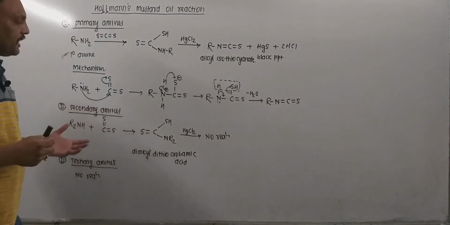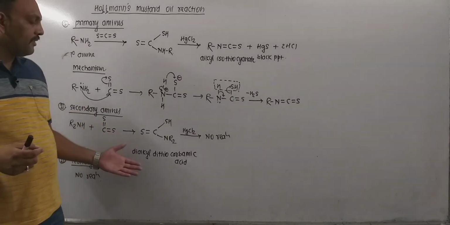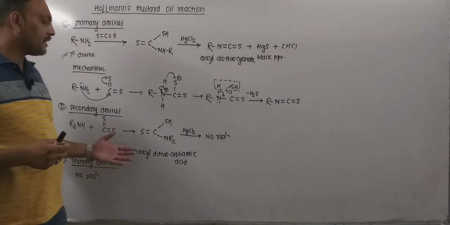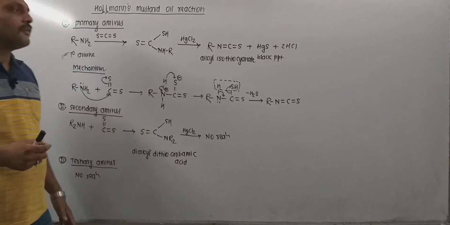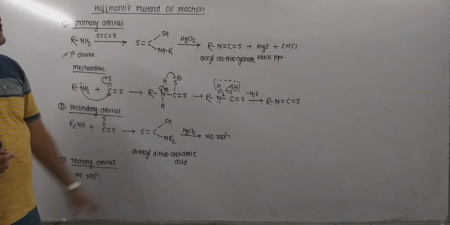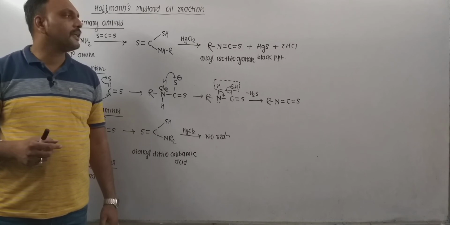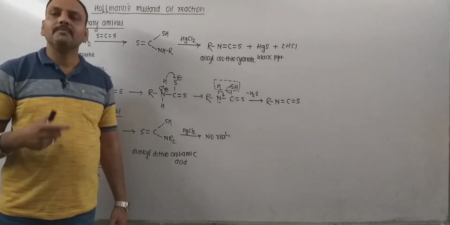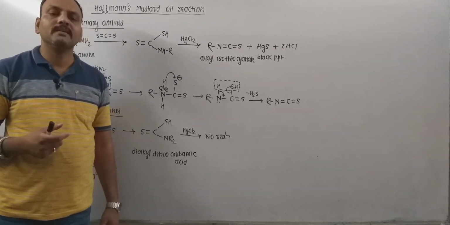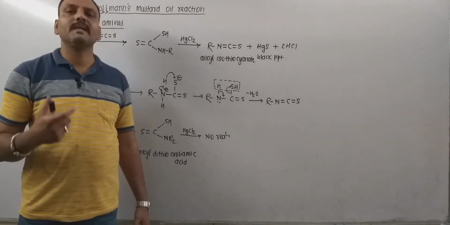But secondary amines react with CS2, that is carbon disulfide, producing an addition product, that is dialkyl dithiocarbamic acid, whereas primary amines react with CS2 followed by the reaction with HgCl2 and lead to the formation of alkyl isothiocyanate, which smells like mustard oil. Hence, this reaction is known as mustard oil reaction.